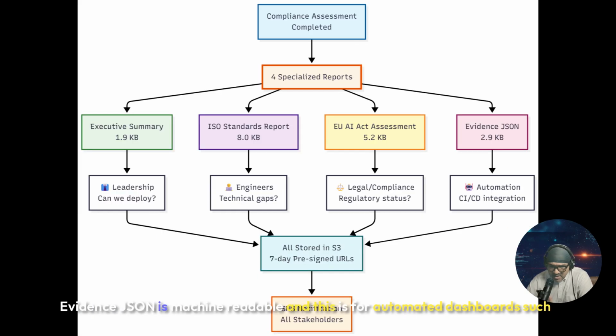Evidence JSON is machine readable, and this is for automated dashboards such as Power BI, Grafana, etc. It's useful for audit trails, compliance management systems, CI/CD pipelines, and obviously you would know this, but your automated systems can parse this. There's no human needed, and that's essentially how you scale compliance. So with this level of documentation, everyone gets what they need. No one has to read irrelevant details, and that again is efficient governance.